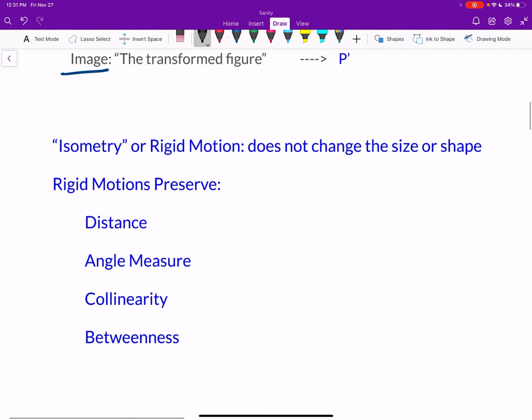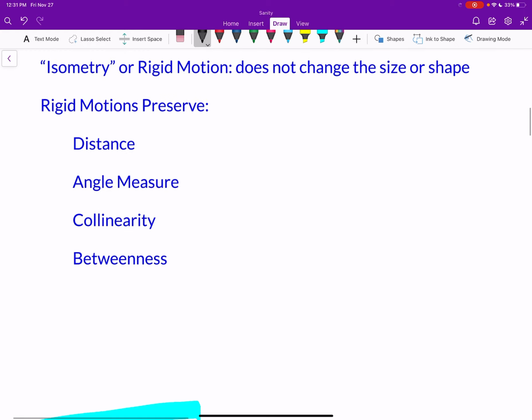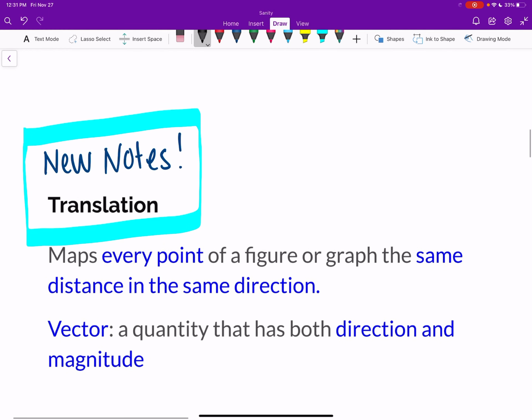Again, we were talking about rigid motions, which are translation, rotation, reflection, and those are rigid because they preserve distance, angle measure, collinearity, and betweenness. This should all be in your notes. Just a quick review. Here's our new section.